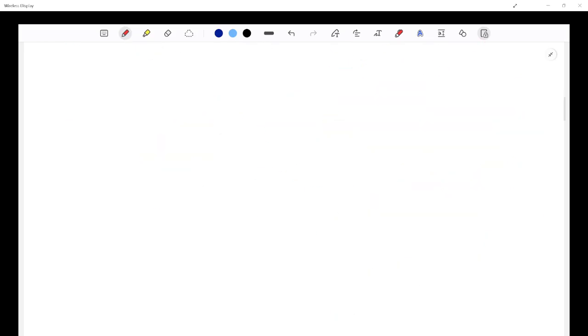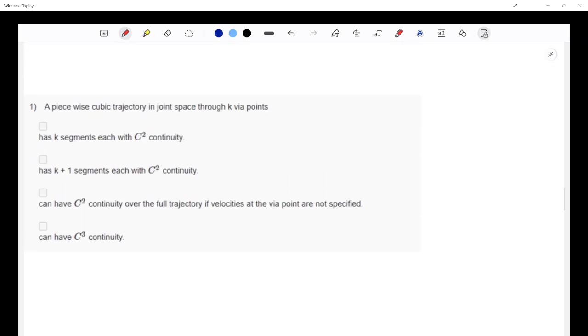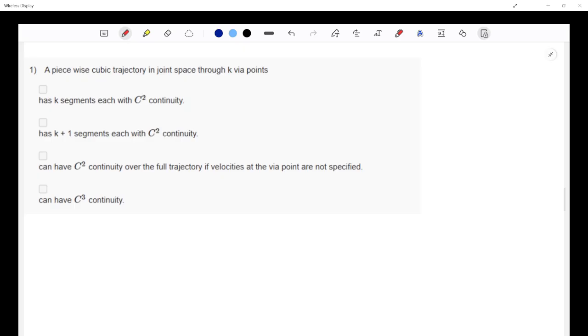I had a few subjective questions to solve, but I think we can do it at the end. Let's start with objective questions first. Okay. So a piecewise cubic trajectory in joint space through k via points has k segments each with C2 continuity, has k plus 1 segments each with C2 continuity, can have C2 continuity over the full trajectory if velocities at the via points are not specified, or can have C3 continuity.